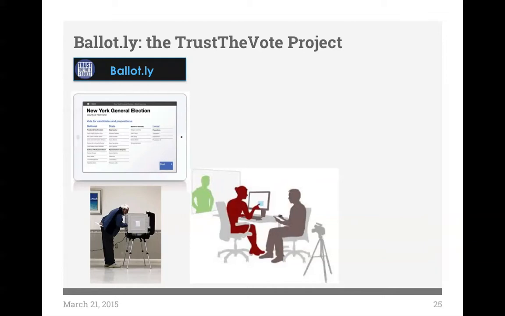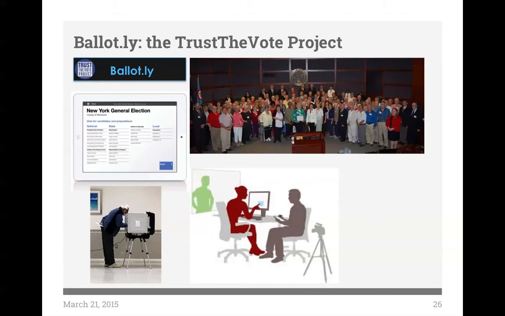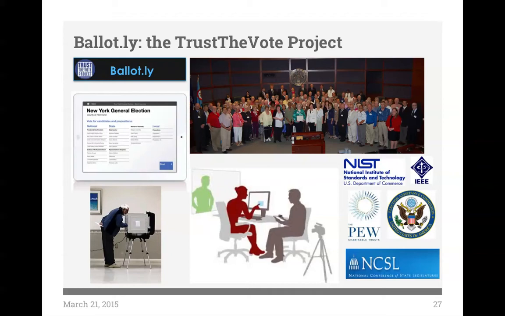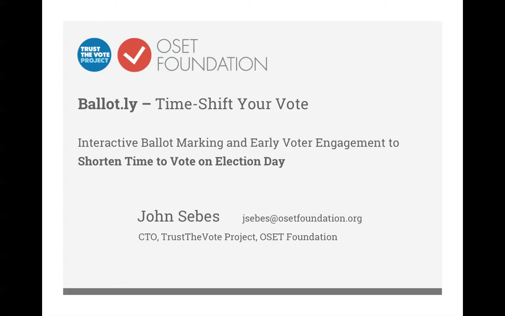And it's also part of a larger process of engagement, not just with the voters, but with real election officials and with standards bodies and government organizations that are part of the election ecosystem to ensure that as the technology develops, as the data standards develop, that election officials across the country have the ability to publish that ballot information for systems like BallotLy, and that the adoption of publication, of interactivity, of engagement before elections can be made available to a very wide selection of voters nationwide. That is the broader concept of BallotLy, how to time shift your vote and shorten time to vote on election day.